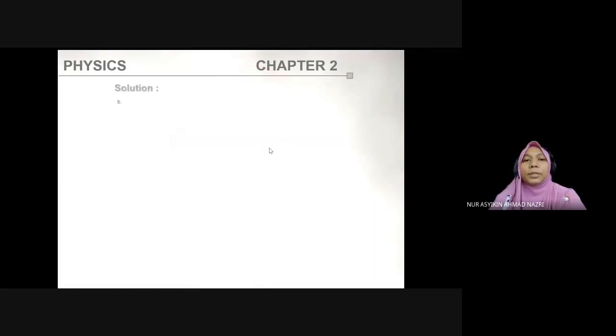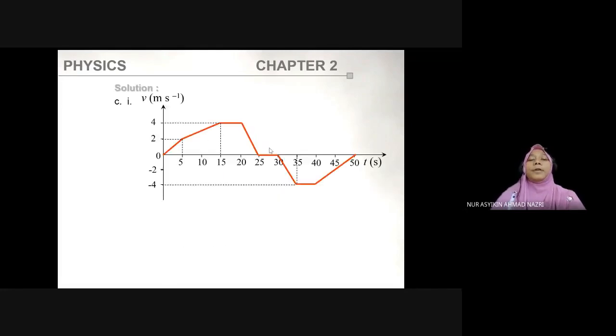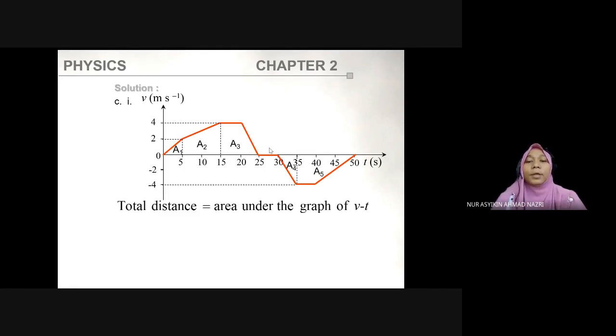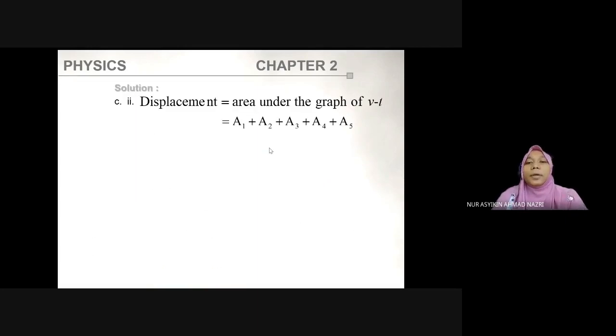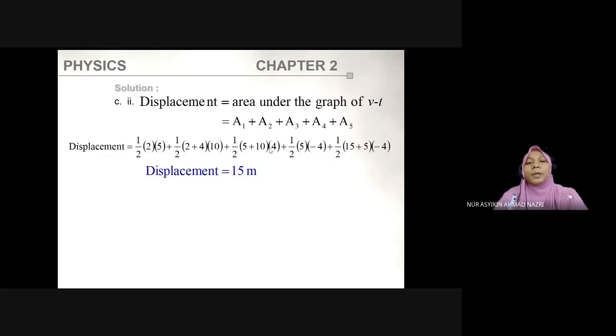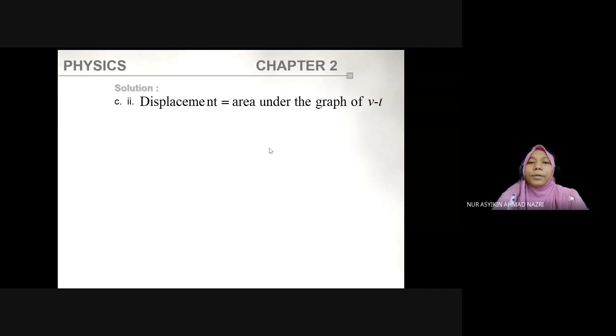So total distance is area under graph. Area under graph apa? Area velocity against time. Okay, jangan salah ya. So total distance, so kita dapatlah. So all the area under graph kita totalkan. Okay. Total distance, so we get 115 meter. Okay, kita tengok displacement. Sama juga area under graph. Tapi kita dapat sikit. Kenapa ya kelas? So what's the difference? I hope that you notice that.